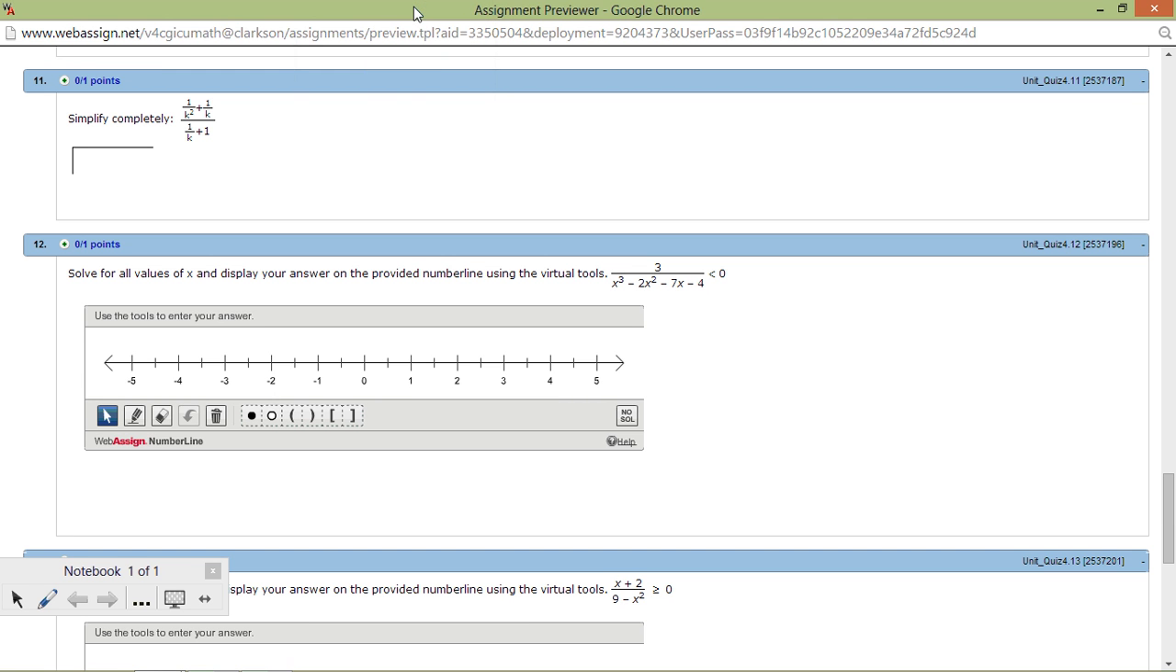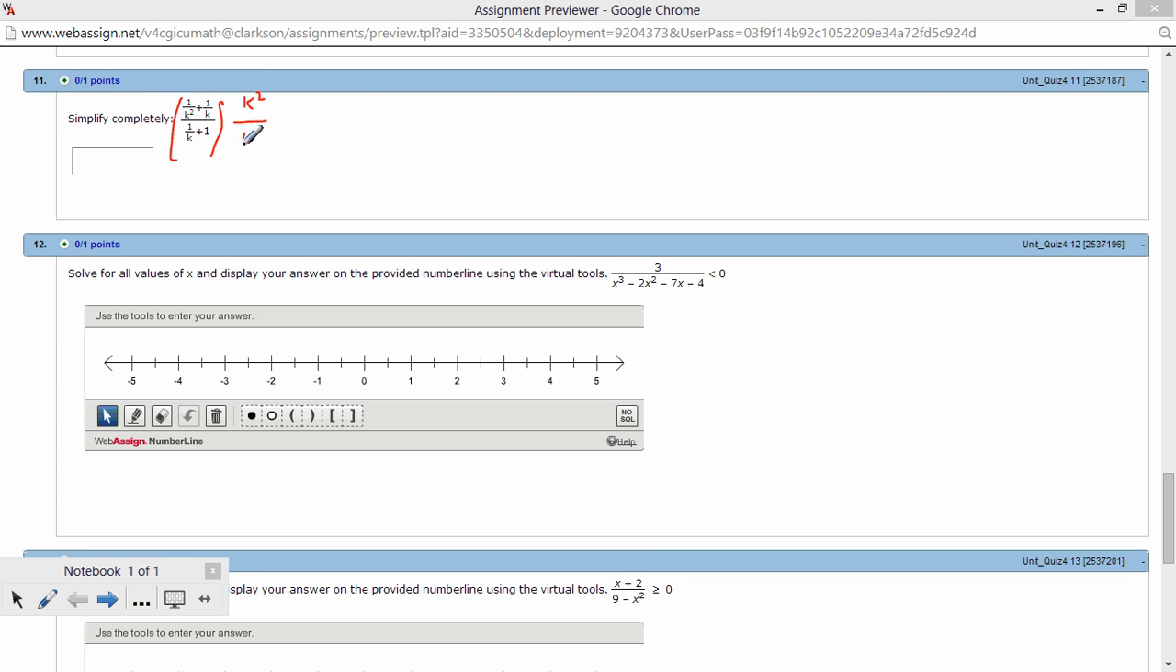Okay, this is the Unit 4 test, questions 11 through 14. And here we have a complex or compound fraction, and we have denominators of k squared and k throughout the exercise. A common technique is to multiply the major fraction, numerator and denominator, by all the denominators you see throughout the problem. In this situation, we're going to multiply on the top by k squared and multiply on the bottom by k squared.